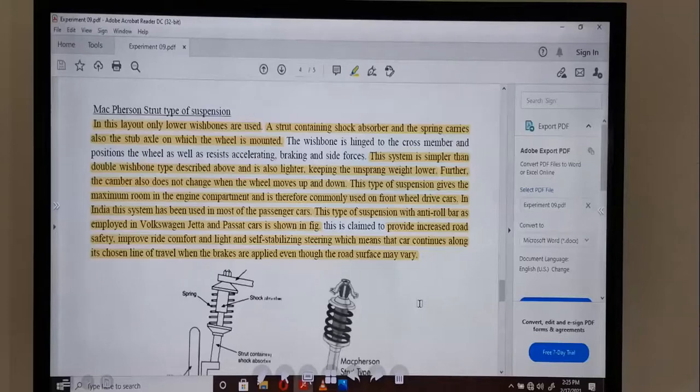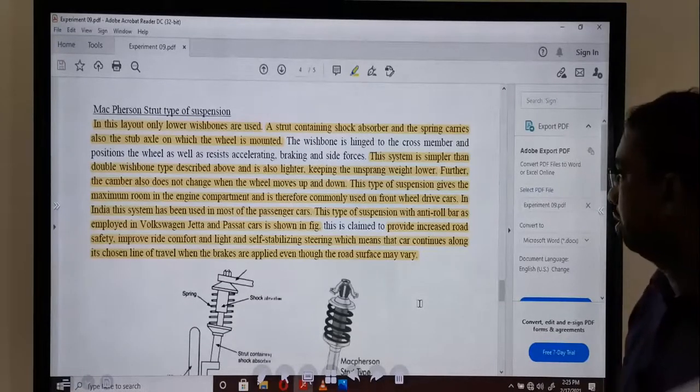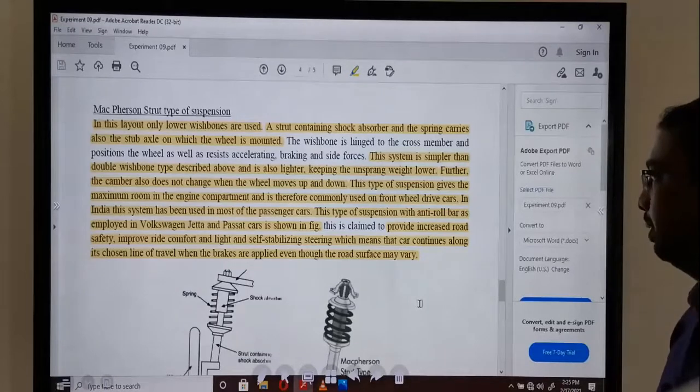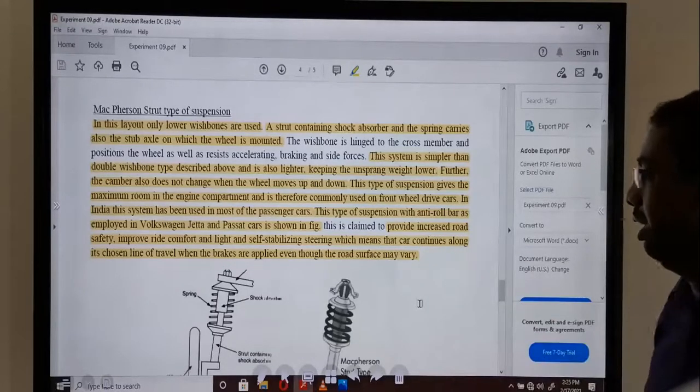Unlike the Wishbone suspension, these parts take minimum space, because there is a lesser amount or size of parts. So here there is enough space in the front where the engine is placed. So this type of suspension is mostly used for front wheel drive cars.